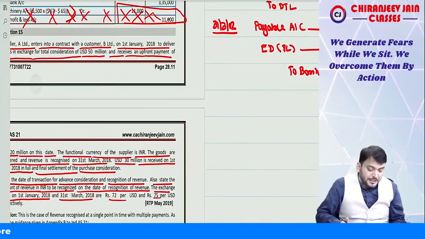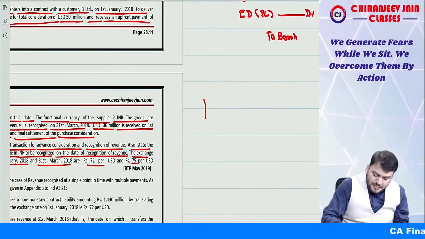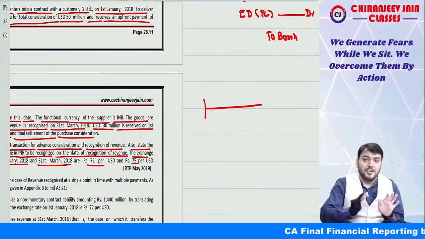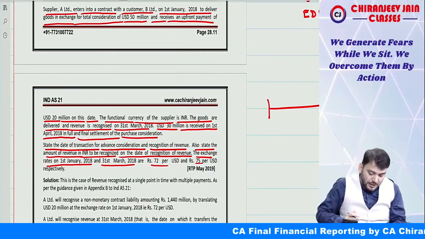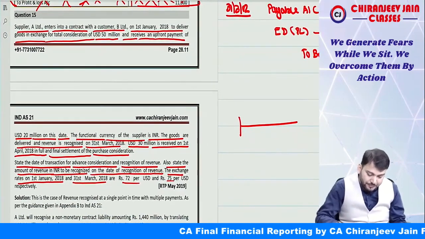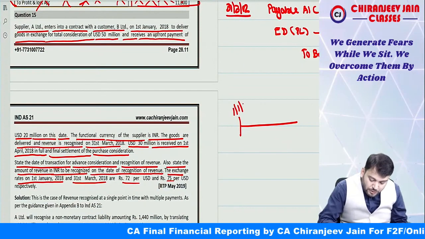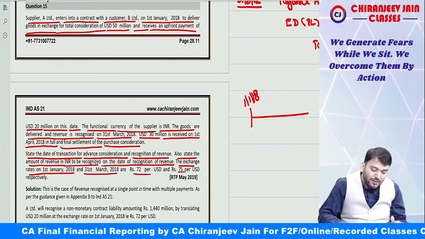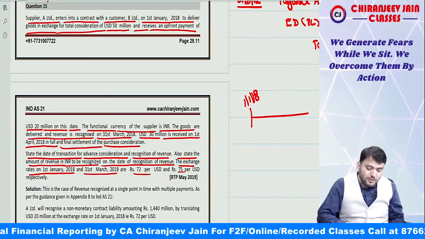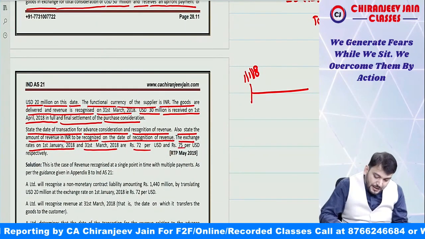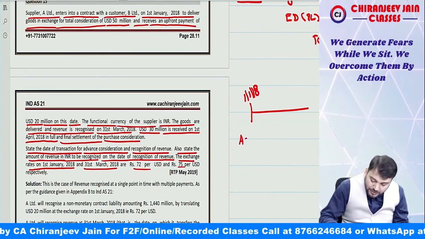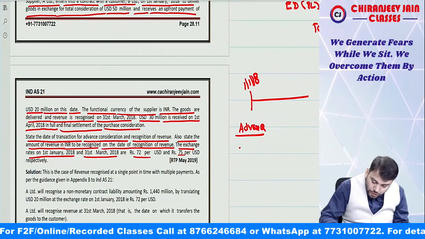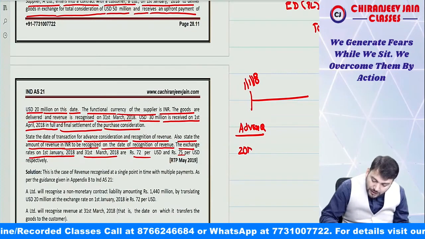Very good question. Expected question in exam. Means there is one appendix B in relation to this topic, but we'll do without appendix B. We'll apply our common sense. On 1st Jan 2018, a contract was entered for a consideration of US $50 million, and on this date advance was received. How much advance received? $20 million.